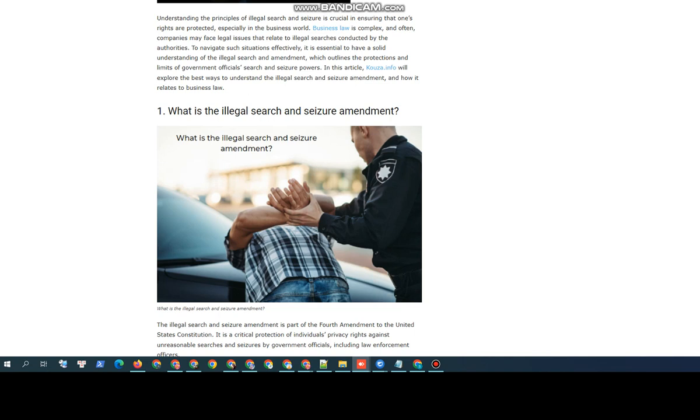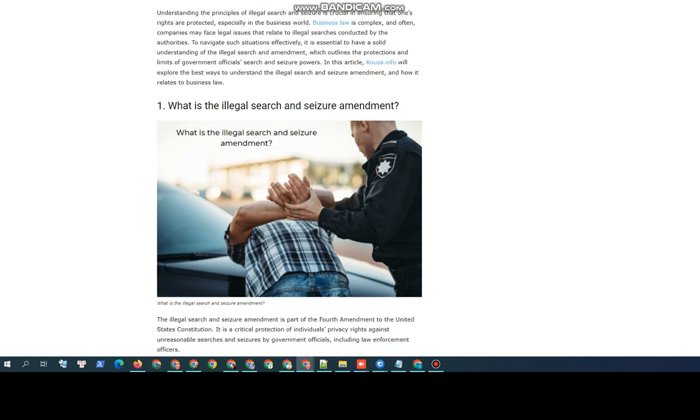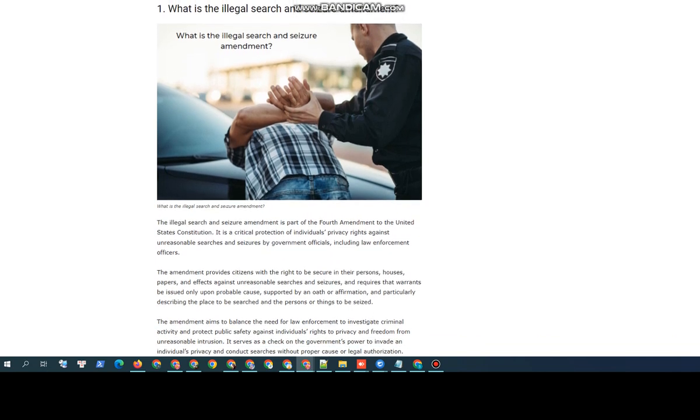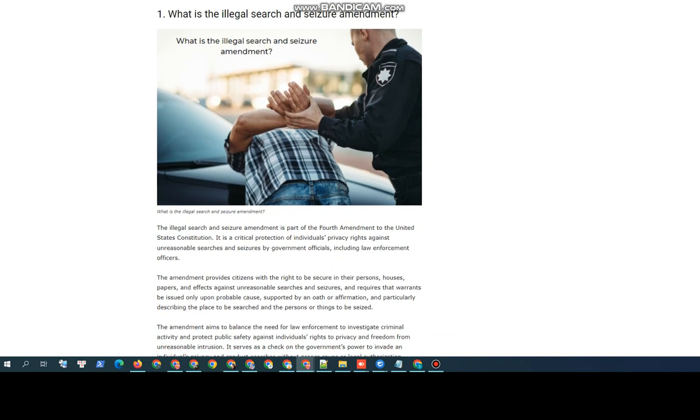In this article, CUSA.info will explore the best ways to understand the illegal search and seizure amendment, and how it relates to business law. 1. What is the illegal search and seizure amendment?